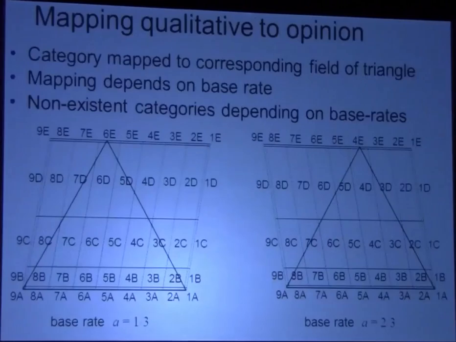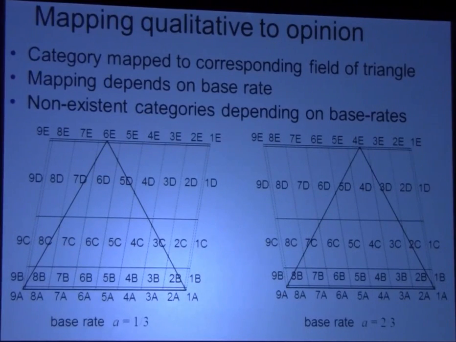And how does this then apply to opinions? You take a matrix of likelihoods and confidence, and as you see, it's skewed. One is skewed to the right, and the other one is skewed to the left. Why is that? It depends on the base rate.